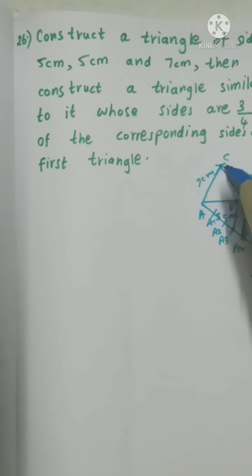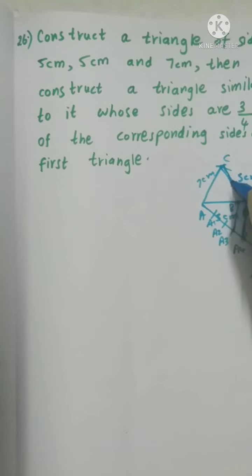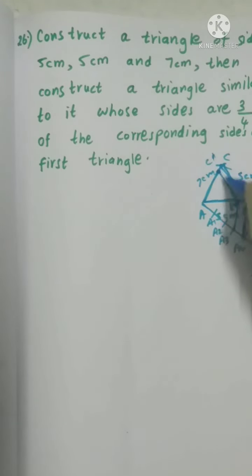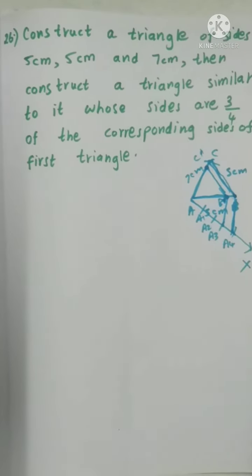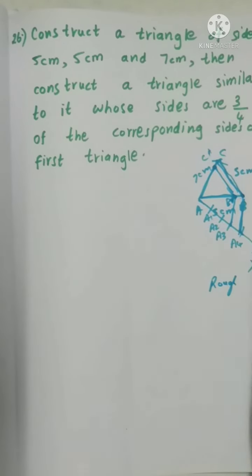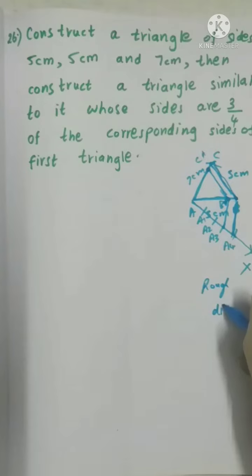Similarly, this is my BC, right? Draw a line parallel to BC such that from B dash it cuts to C dash. So therefore A, B dash, C dash will be my required similar triangle which it is asking, because we see that A, B dash, C dash will be smaller when compared to A, B, C. Right, this is how you have to do. This was the rough diagram. Now I will draw with a compass and show you how to do it.